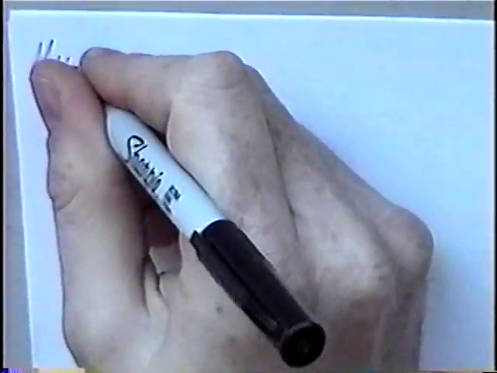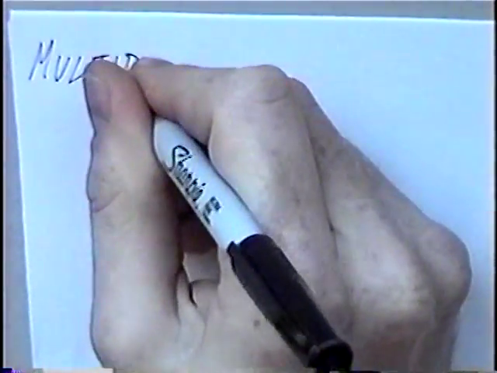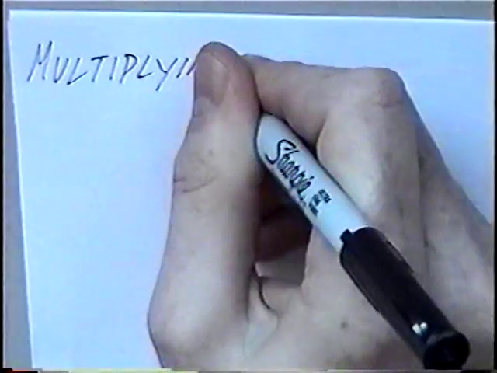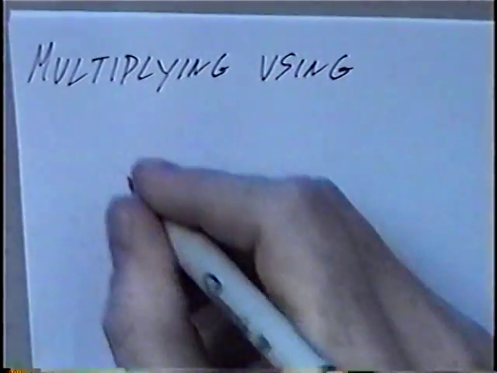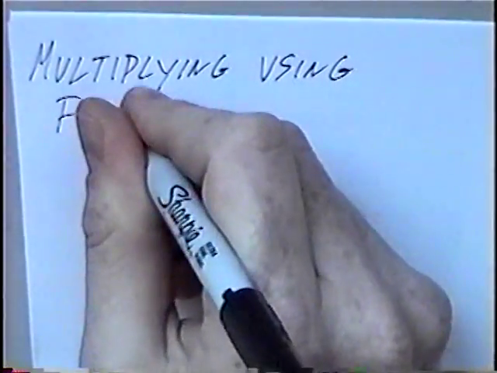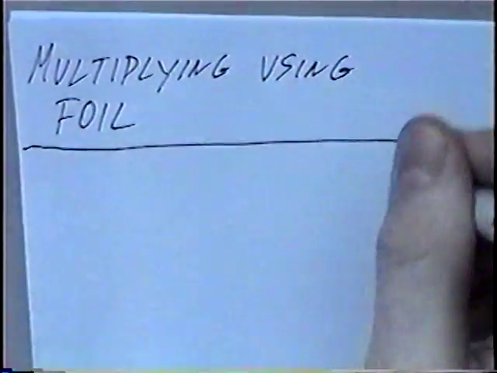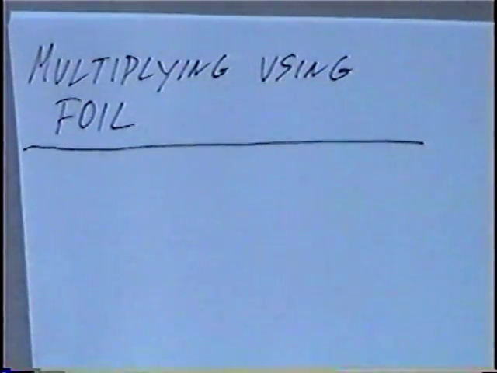Title of the first section today is Multiplying Using FOIL. In this section, we'll multiply terms using FOIL.